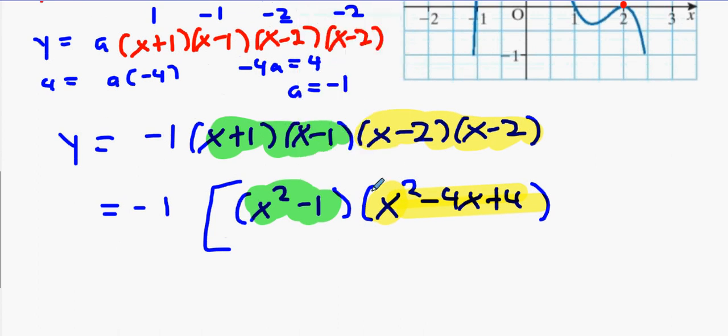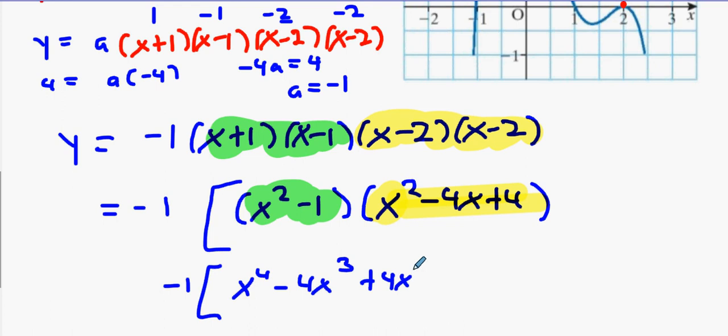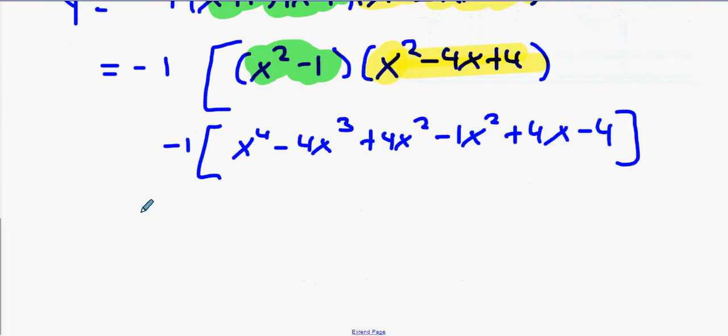There are 2 terms in the first one, 3 in the second one. This implies I should have 6 items in the next part. x4, minus 4x3, plus 4x squared, minus 1x squared, plus 4x, minus 4. Keep going. Still not done yet. This is awful.